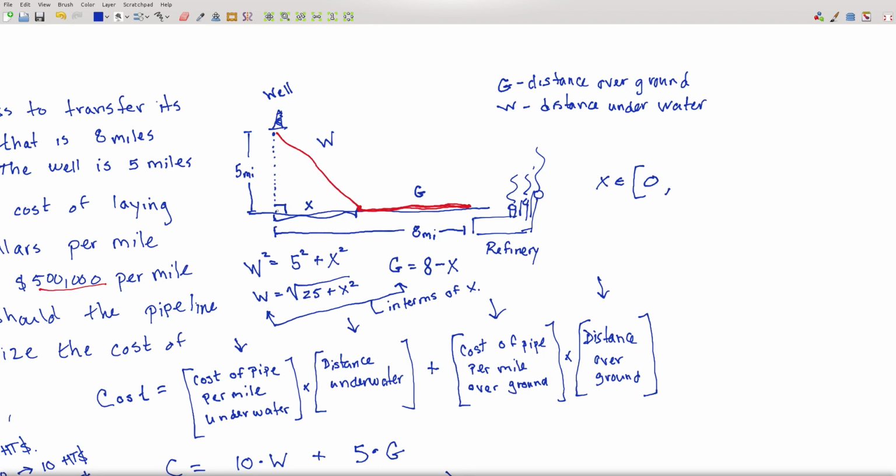And what is the biggest that x could possibly be? Well, you could have x going all the way over to the refinery, in which case x would be 8. And so right here we have created a closed interval for this function.